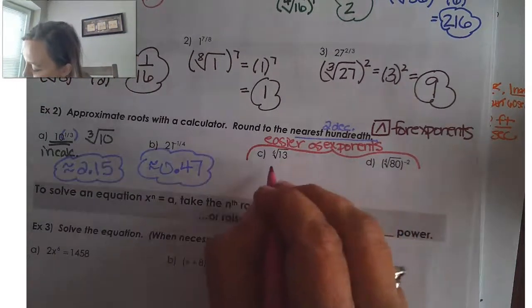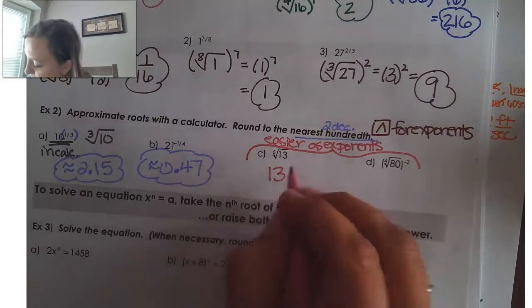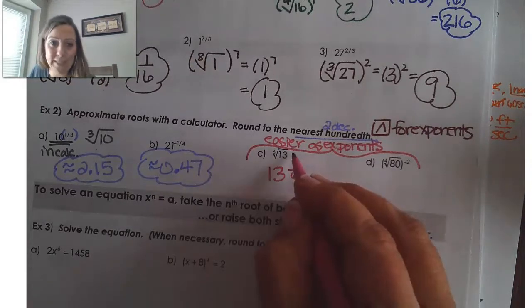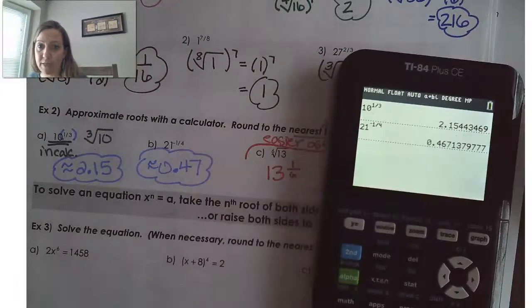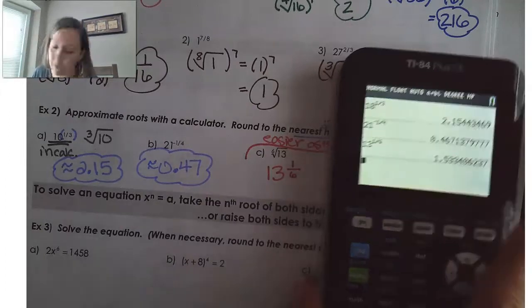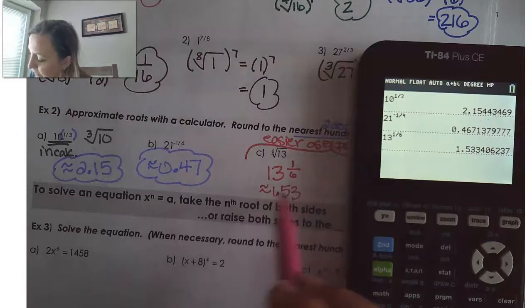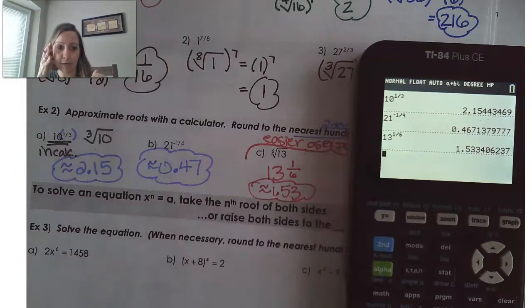So again, 13 would be our base. Our index is 6, so that would be the denominator of our fraction. And it's not being raised to anything, so that means it's to the first. So that's what I'm going to put in my calculator for this one. I'm going to put in 13 to the 1/6. And that's going to give me about 1.53. So much easier than doing the 6th root in the calculator, I promise, okay?